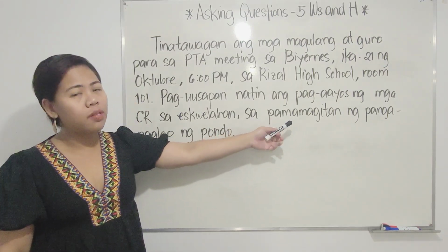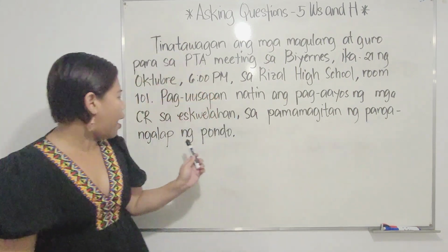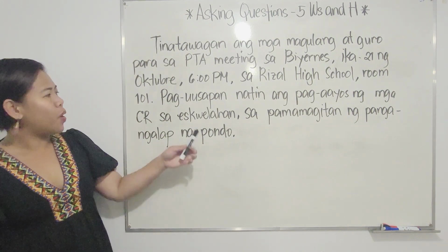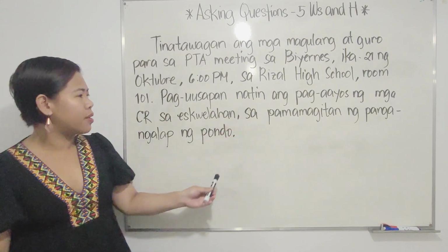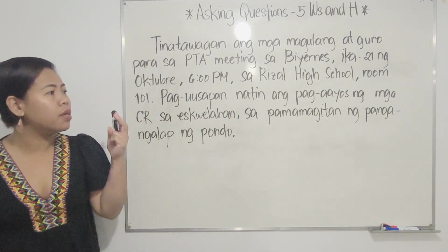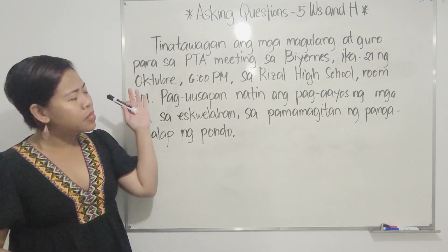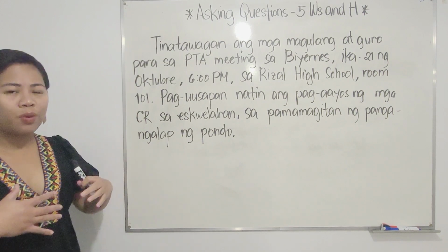Pamamagitan is a very long word, but in English it's just "by." Pangangalap, by raising funds. So the why and the how are in the second sentence. In this paragraph, there were only 2 sentences. Again, if you want to practice reading this smoothly, this is how you do it.